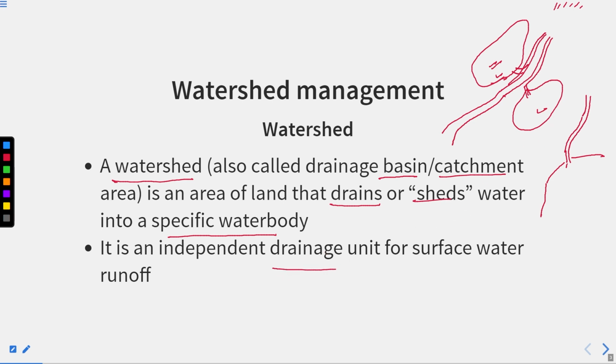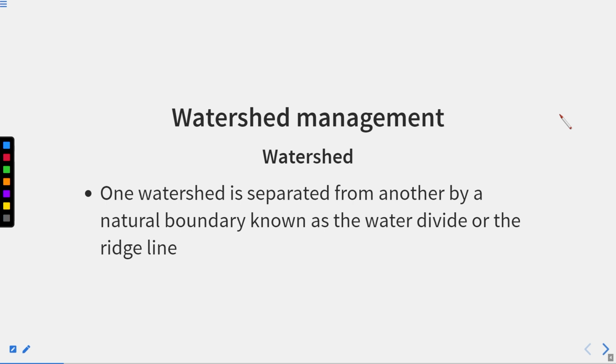It is an independent drainage unit for the surface water runoff. All the rainwater is going to the river, the channel or the tributaries, so it is collecting all the runoff. Runoff means the water that is flowing all over the area of the land and gets collected at a place. That is the surface water. So surface water runoff leads to the watershed area, and that water gets collected there. This is very important for the conservation of water.